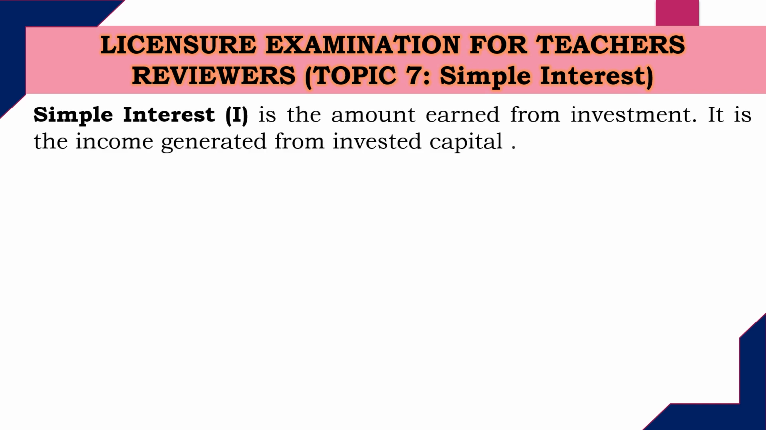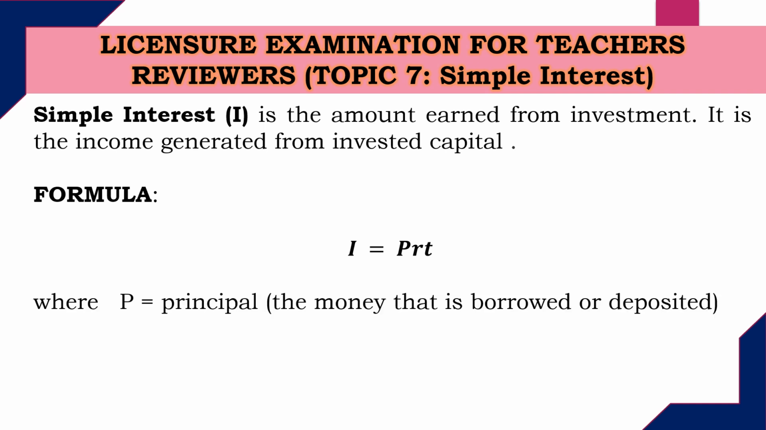So, simple interest that is represented by I is the amount earned from investment. It is the income generated from invested capital. And we have here the formula on how to get the simple interest. I equals PRT, where P is the principal or the money that is borrowed or deposited.